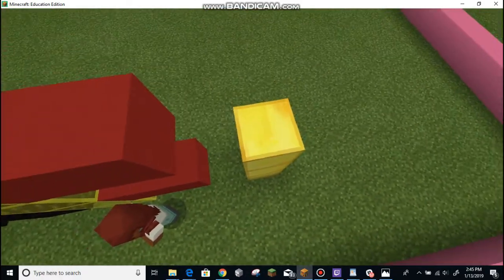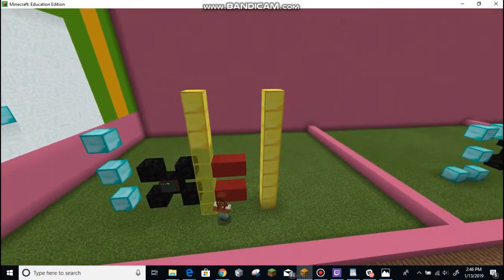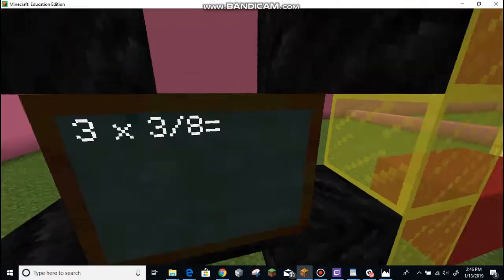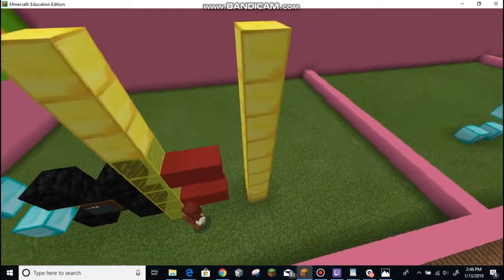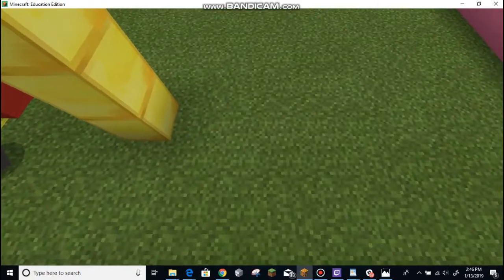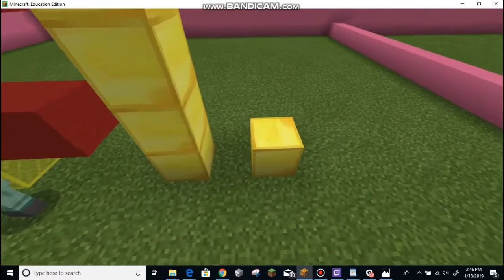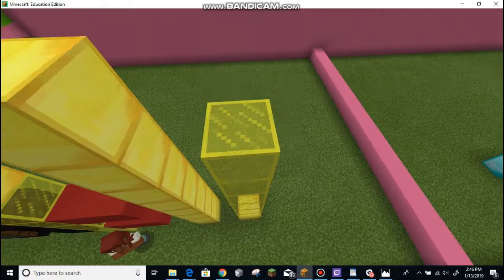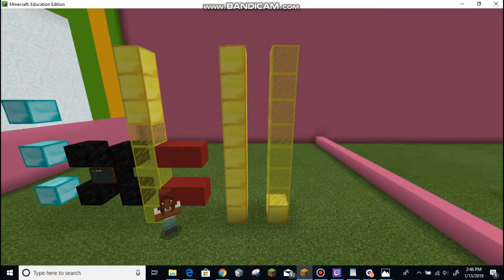1, 2, 3, 4, 5, 6, 7, 8. Uh-oh, that's as high as it can go, because remember, our denominator is 8. So when you hit 8 in a stack, you need to start a next stack if there's any left over. So then we could put down the next one, 9. Now there has to be 8 in a stack, so you fill the rest out with glass. And there's our answer, 1 and 1/8.